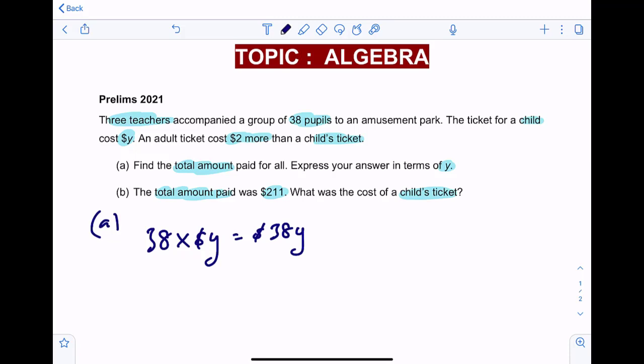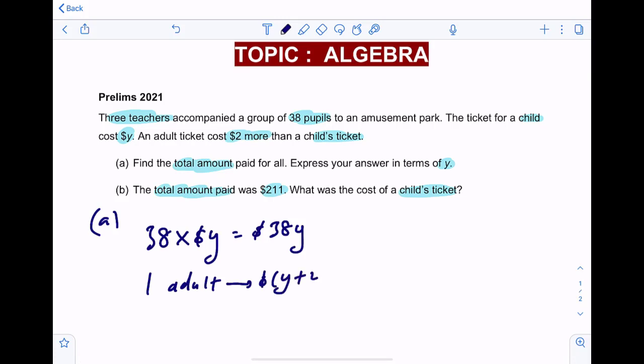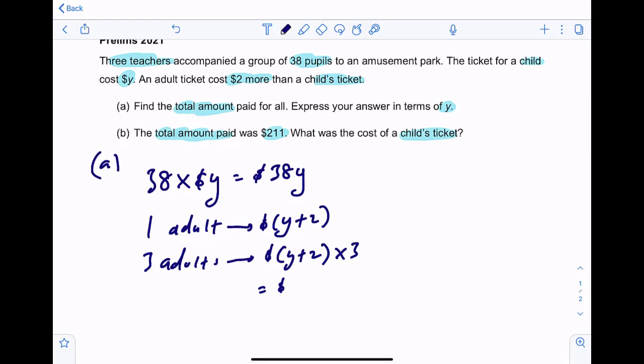Now for the teachers, they are adults. So for each adult ticket, you have to pay $2 more as compared to each child's ticket. So for one adult, the cost will not just be Y, it will be Y plus 2. And if you have 3 adults, you have to times 3. So Y plus 2 times 3, which will be 3Y plus 6. This is just for the adults.